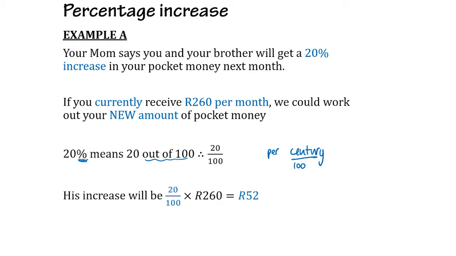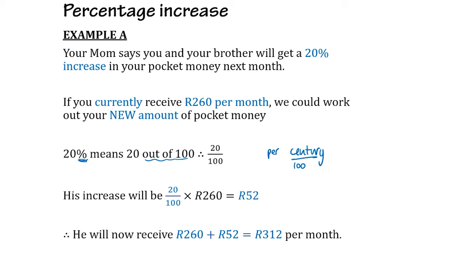So what are we going to do now? Well, it's going to be 20% of that 260, 52 Rand. Does that make sense? Well, 20 Rand was per 100, and this is over 200 Rand, so it must be over 20 Rand. Yeah, that seems to be around the amount of money that I need to ask my mom for. So, let's be careful. This is his increase. He is not going to be happy with just that amount of money. He wants to add that to his previous amount of pocket money. So his new amount of pocket money is 312 Rand per month.